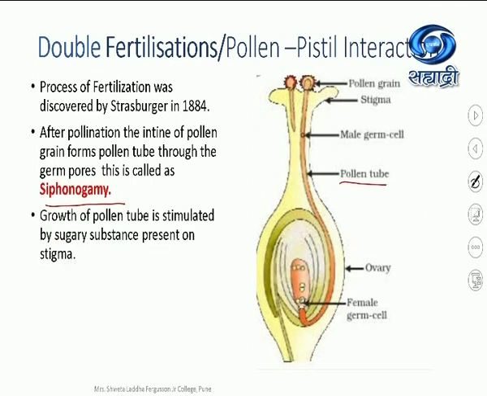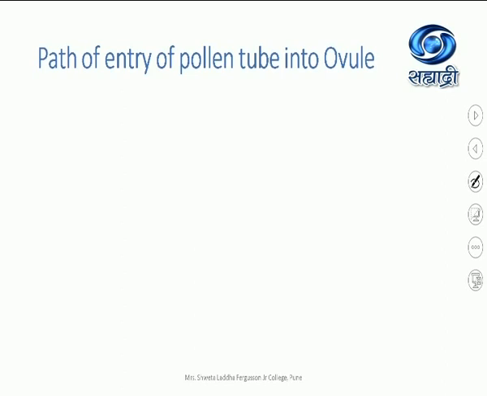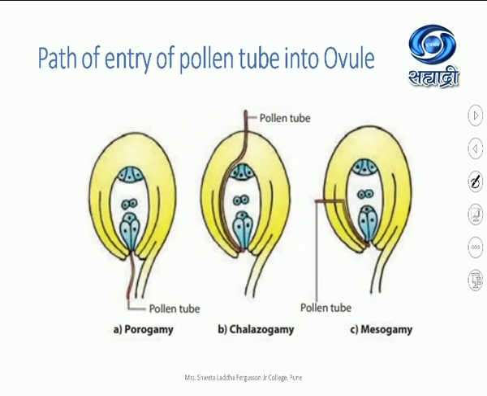Growth of the pollen tube is stimulated by sugary substances present on the stigma. The pollen tube with 2 male gametes, as we discussed, runs through the style. You can see in the picture they are running through the style, and they finally turn towards the micropylar end of the ovule, in the cavity of the ovule. You can see they are entering from the micropylar end. Path of the entry of the pollen tube in the ovule: there are three ways it enters.